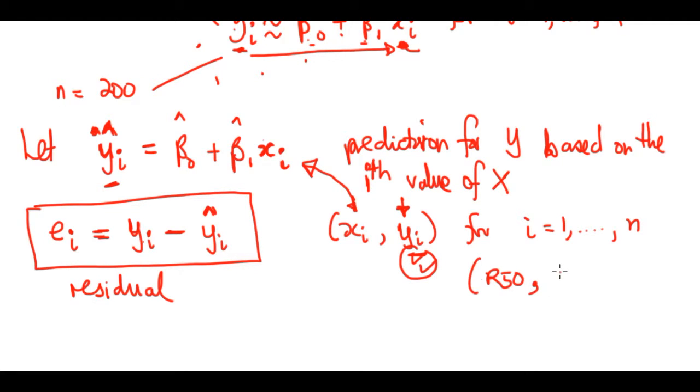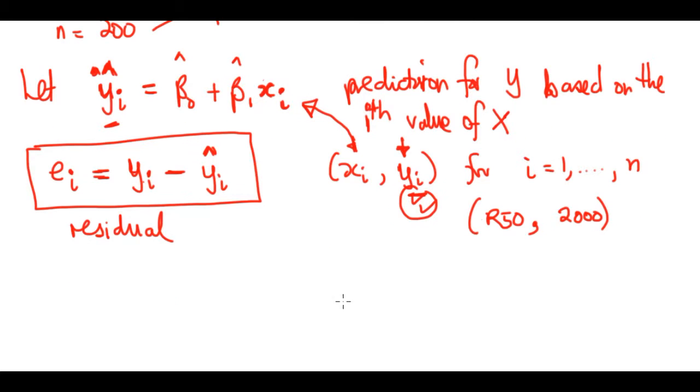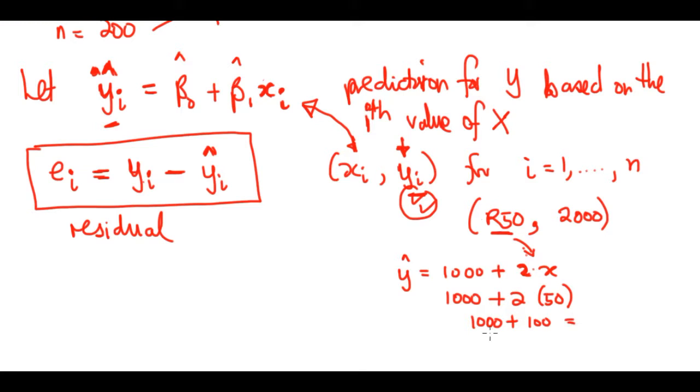Let's say the actual sales that we had, when we put 50 rand on TV advertising, we are going to get 2,000 sales. Let's say that's what we have in our training data. But now when we train our model, we find that y is predicted by, let's say, 1,000 plus 2x. Beta 1 is going to be 2. Let's say we've trained our model. That's what we found. So for us to calculate the residual, let's put our 50 rand here. It's going to be 1,000 plus 2 times 50 rand, which is equal to 1,000 plus 100, which is equal to 1,100.